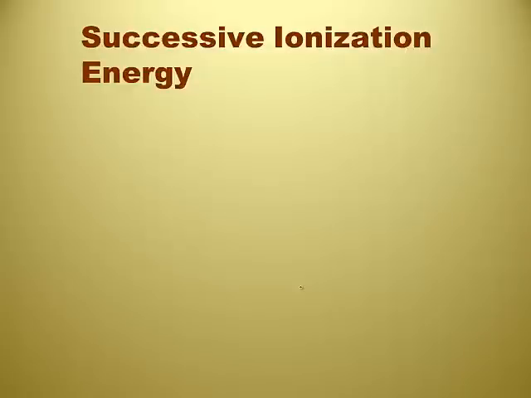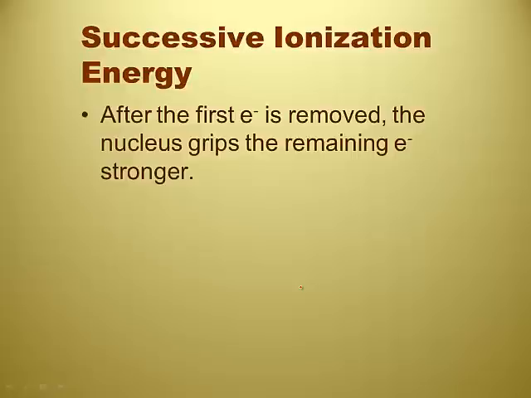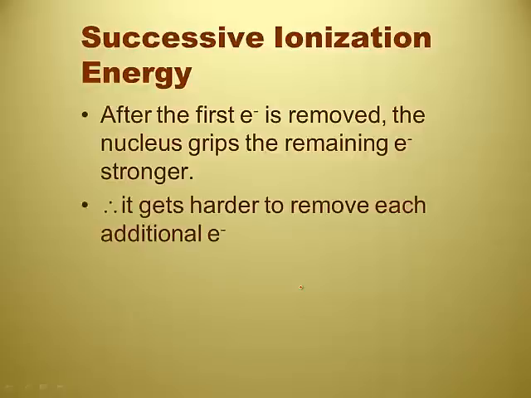Now with successive ionization energies, we're talking about the same atom, right? Right, same atom. Before we were talking about the first electron. Now we're talking about taking away the second or the third electron from it. After the first electron is removed, the nucleus grips the remaining electrons stronger. It doesn't have as many to pull in, so it can pull them in even tighter. Therefore, it gets harder to remove each one because they're closer. So each successive ionization energy will be a larger number. Correct.